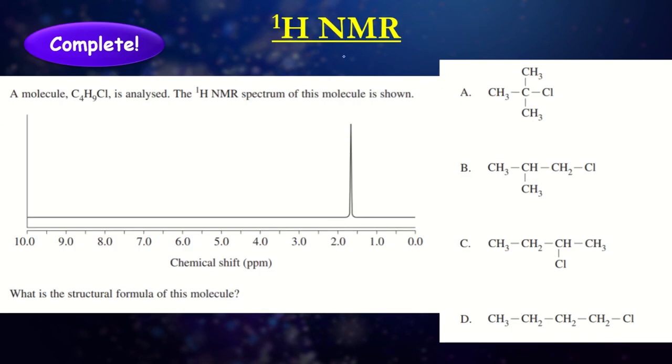Okay, so let's have a look at this past paper question. We have a molecule of C4H9Cl, and we get this one giant peak here. If we look at the four choices, which one would be the most appropriate in telling us the different type of structure?